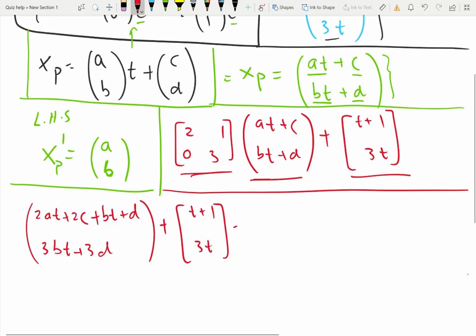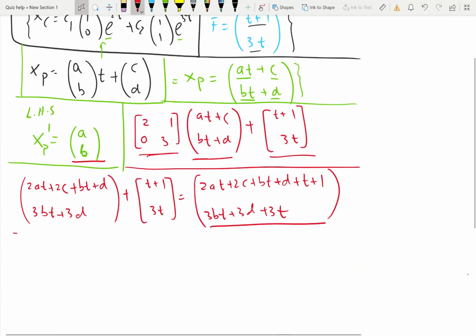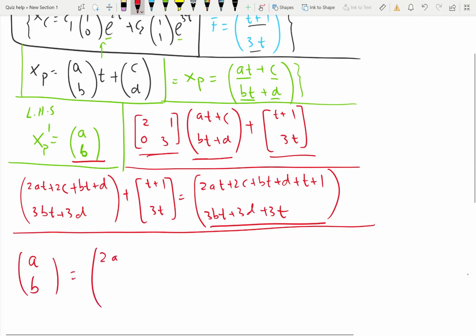Now if you add row by row, you get 2at plus 2c plus bt plus d plus t plus 1, and 3bt plus 3d plus 3t. This is the right hand side and this is the left hand side. Now these two are equal, so a b is equal to this long right hand side.